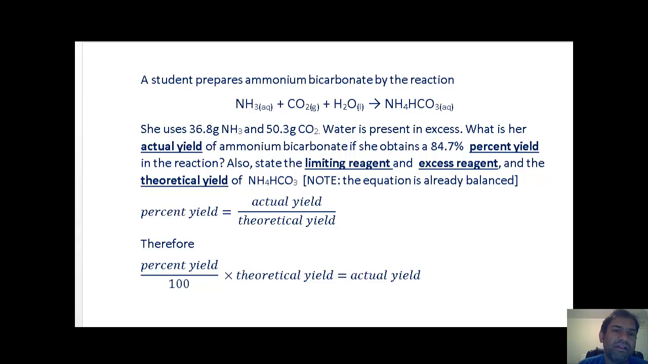One practice problem that we'd like to go over that sets up a common theme here is shown here as an example. A student prepares ammonium bicarbonate by this reaction: NH3 plus CO2 plus H2O goes to ammonium bicarbonate.